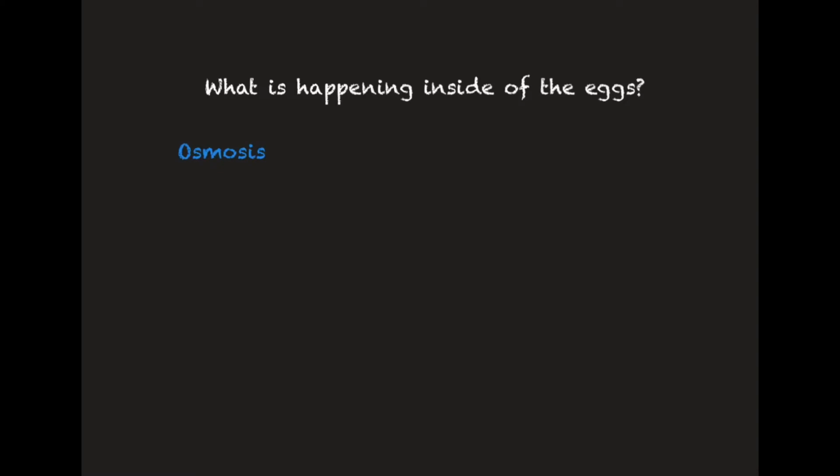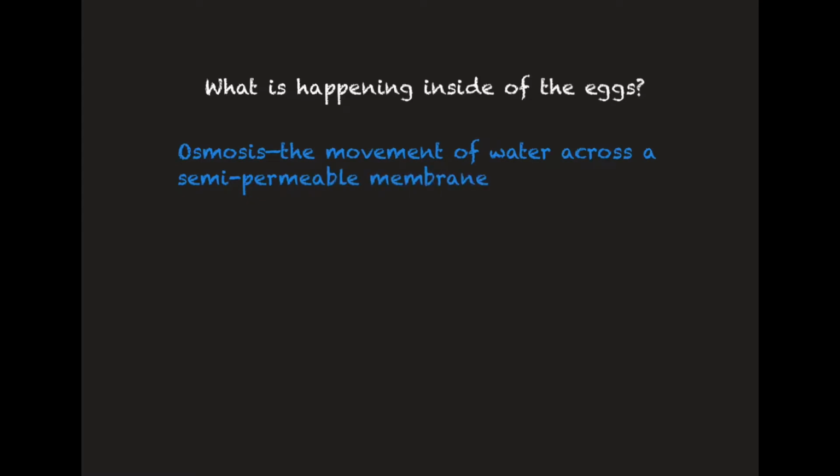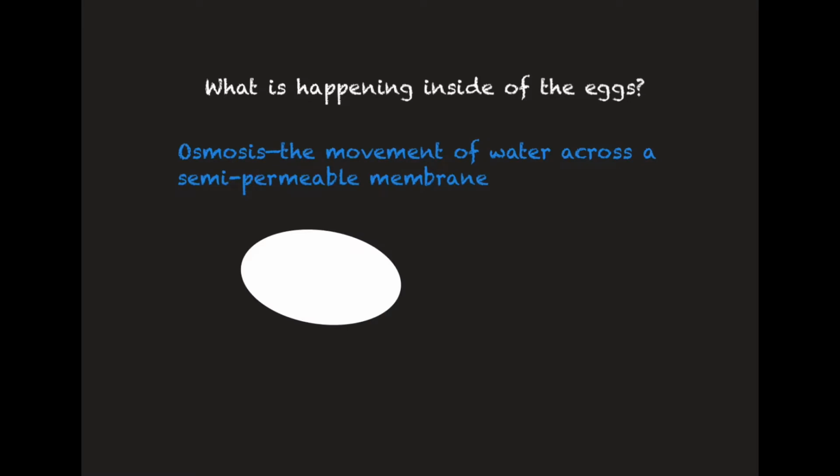Well, a phenomenon that's known as osmosis is occurring, and osmosis basically tracks the movement of water across a semi-permeable membrane. And what does semi-permeable mean? It means a membrane that allows some things to go through, but not everything. On average, a raw egg is 90% water and 10 to 12% sugar or protein.